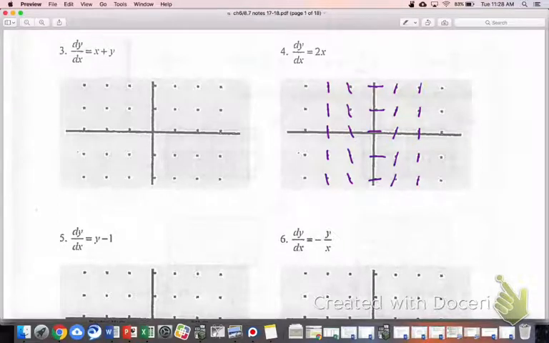So on a quiz or a test, I'm probably going to try to limit your exposure to extremely steep or extremely almost horizontal slopes, but not quite, just because it's really hard to distinguish those. So that's why I kind of just included those.